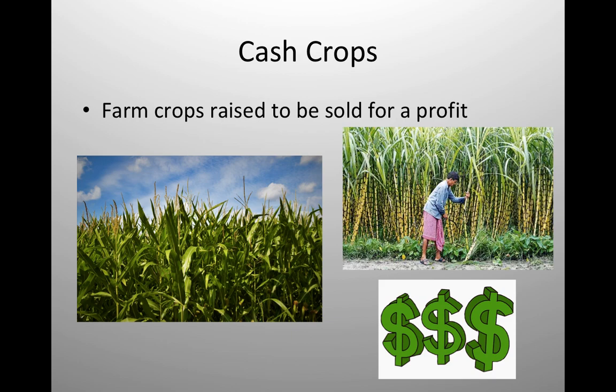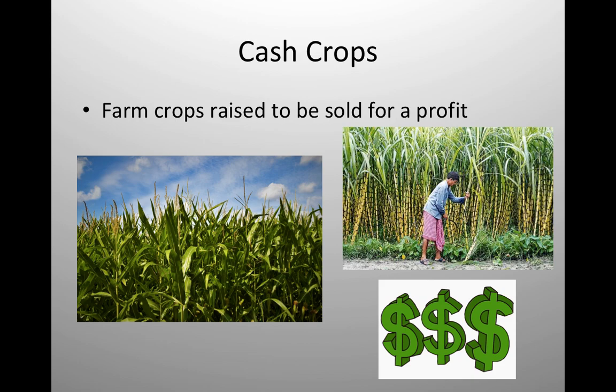But a cash crop is when 1 or 2 crops are grown on something like a plantation, on a huge farm, and they're grown in a big quantity, so much so that the owner doesn't need all of that, and they are sold for a profit. So this is where people are trying to make money off of farming rather than just farm enough to survive and take care of their family.